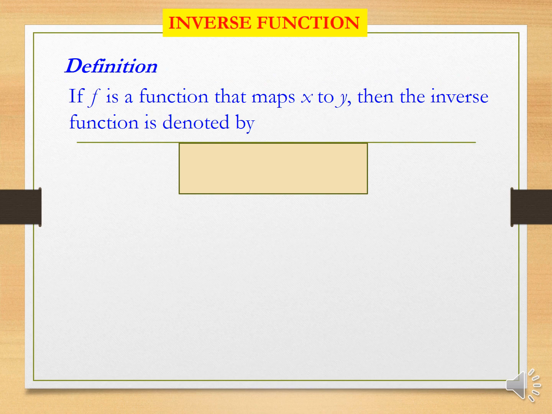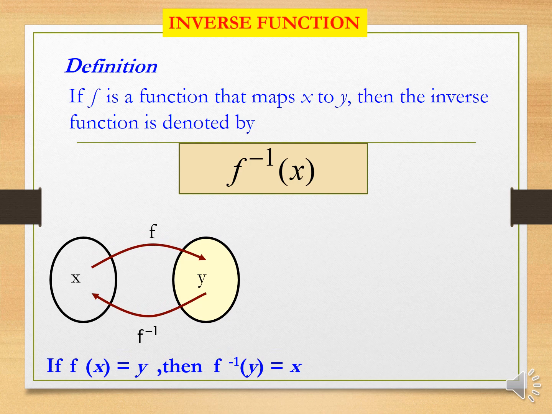Inverse function. What is inverse function? Definition. If f is a function that maps x to y, then the inverse function is denoted by f inverse x. By using an arrow diagram, if f(x) equals y, then f inverse y equals x.